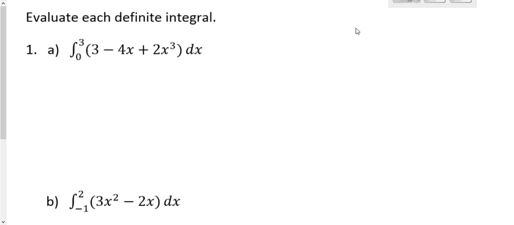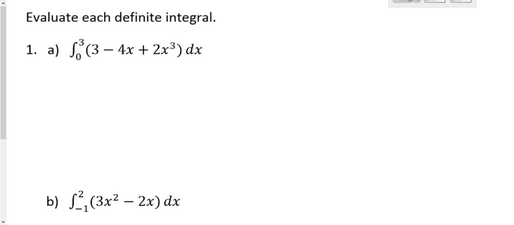Okay, so let's look at number one. All of these problems are definite integrals, so we are going to be evaluating them in some way. This first definite integral is just a polynomial. There's nothing crazy going on, so we are just integrating and then f of b minus f of a. Okay, so we don't need u substitution, we don't need anything crazy.